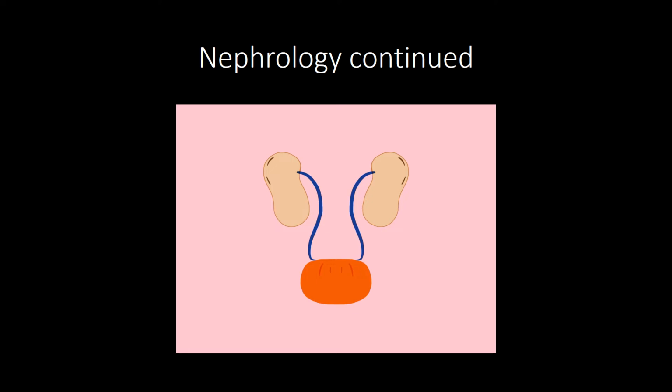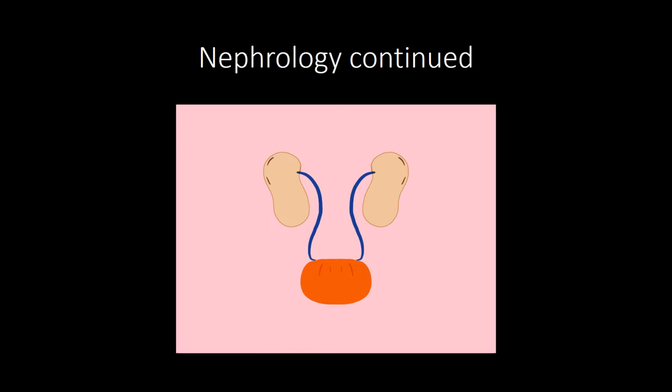Polycystic kidney disease is an autosomal dominant inherited disorder that can lead to irreversible renal failure. You diagnose with CT scan, which will show enlarged kidneys with lots and lots of cysts. Renal function will decline in the fourth decade of life, and most patients will pass away from cardiac causes.